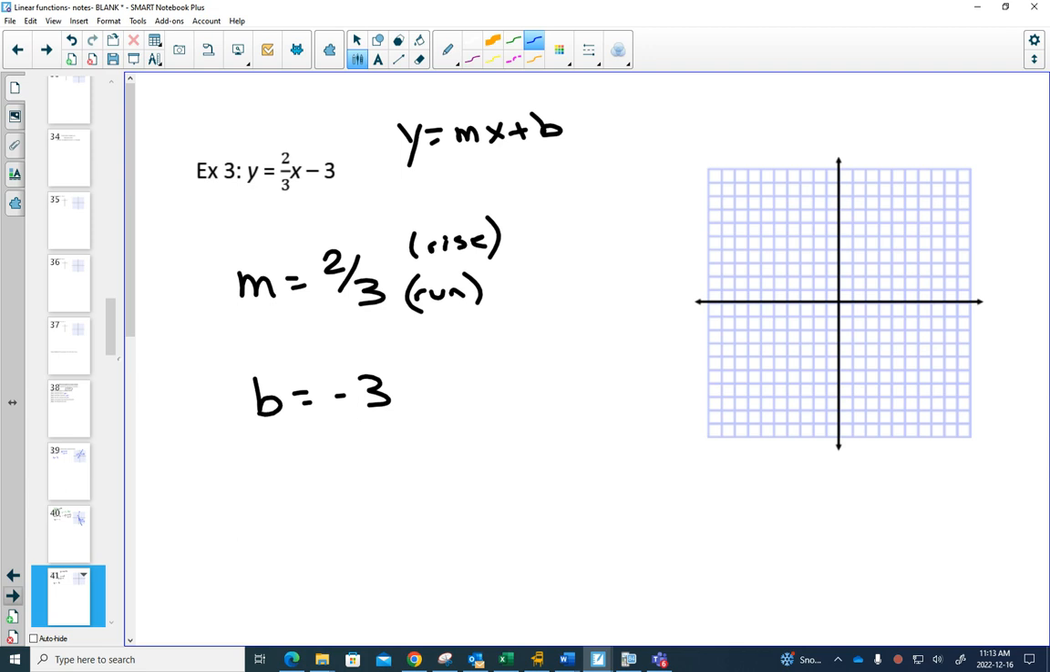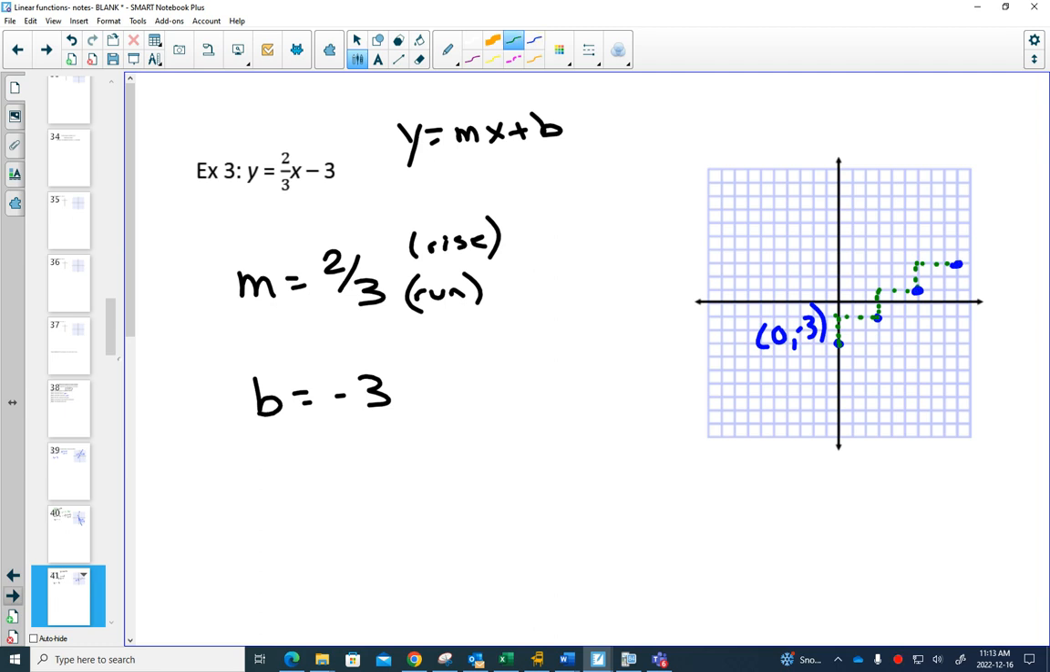So I would start by labeling 0, -3 as my y-intercept, and a slope of 2/3: up 2, over 3. Up 2, over 3.